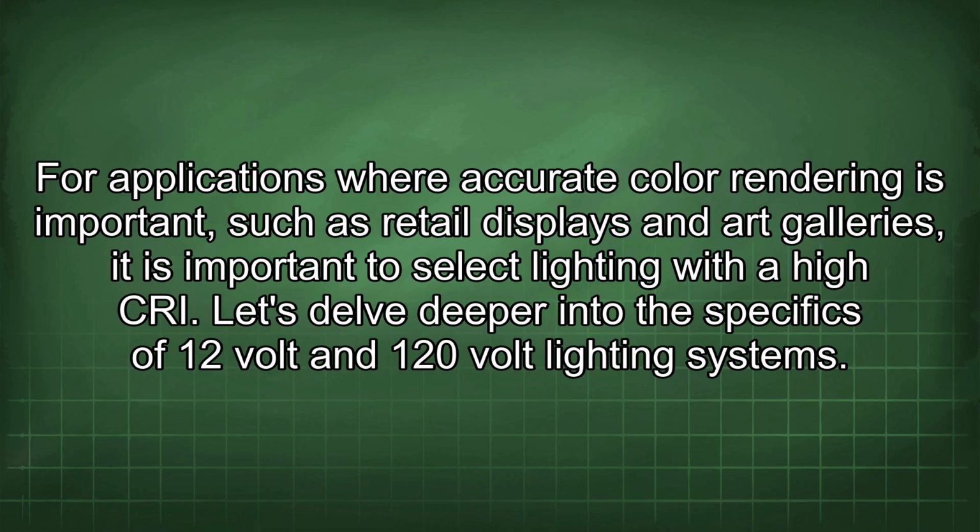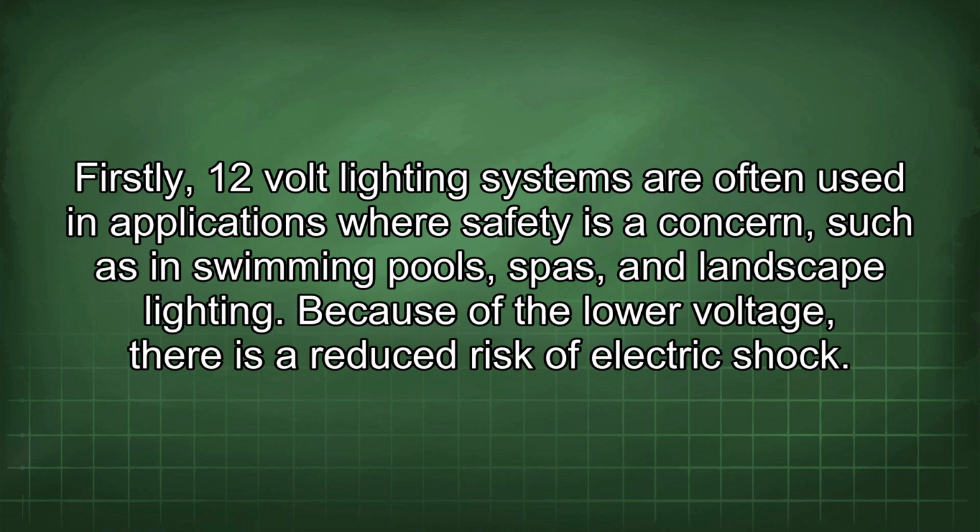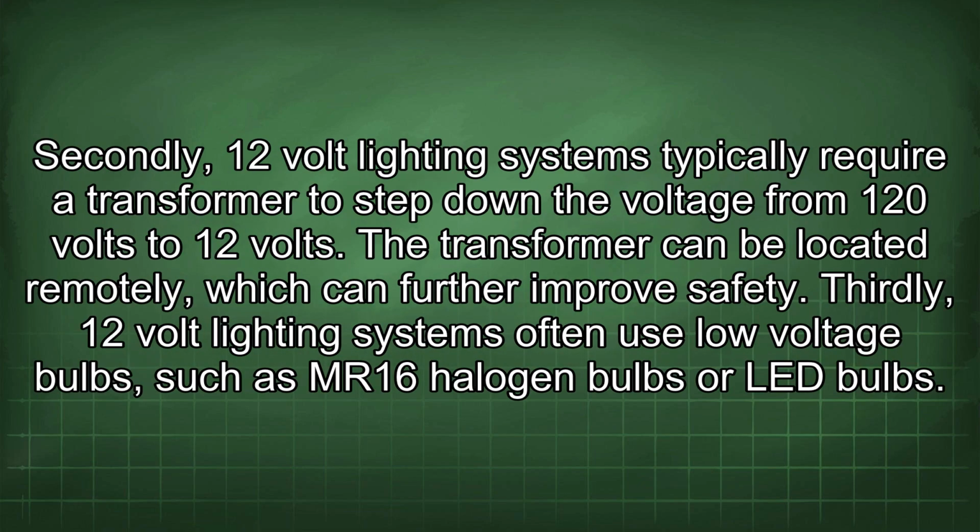Let's delve deeper into the specifics of 12-volt and 120-volt lighting systems. Firstly, 12-volt lighting systems are often used in applications where safety is a concern, such as in swimming pools, spas, and landscape lighting. Because of the lower voltage, there is a reduced risk of electric shock. Secondly, 12-volt lighting systems typically require a transformer to step down the voltage from 120 volts to 12 volts. The transformer can be located remotely, which can further improve safety.